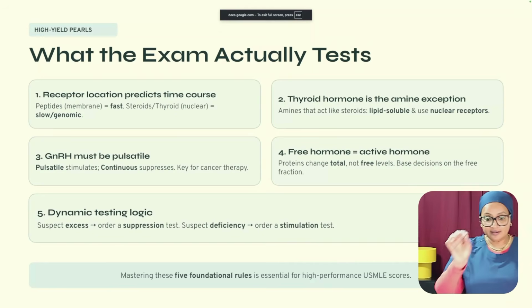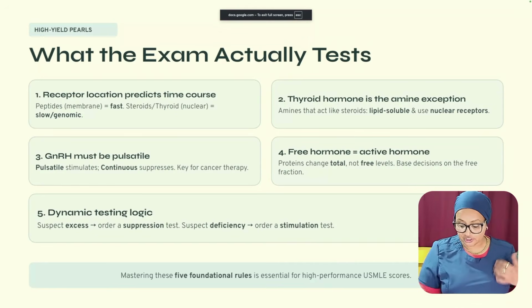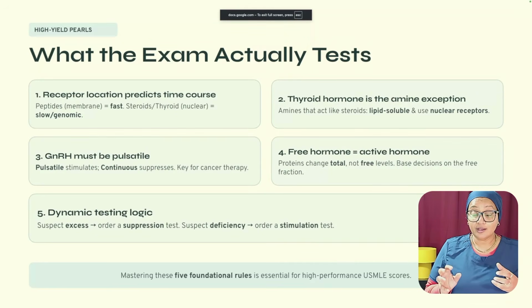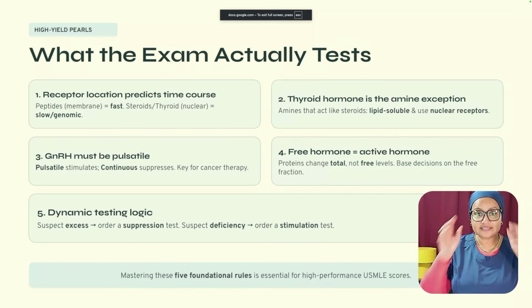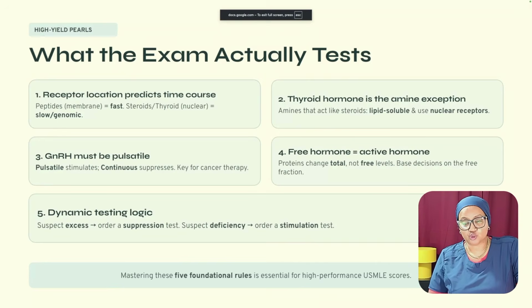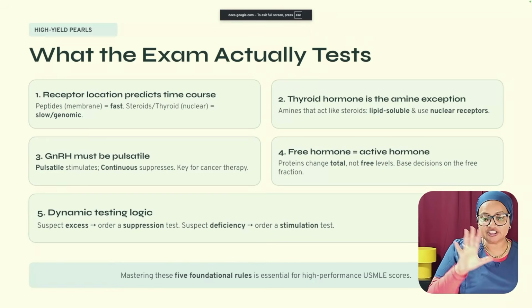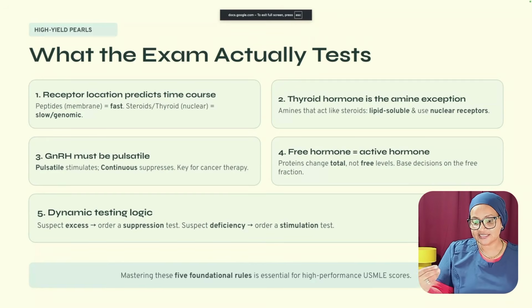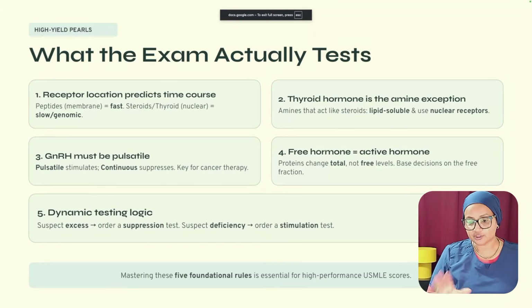Now, the other pearl or other information that needs to be known for the exams is the production of GnRH. GnRH, which is gonadotropin releasing hormone, by the hypothalamus, acting on the pituitary gland, is secreted in pulses, not continuous. It's in pulses. And this pulsatile secretion is important for exerting its stimulatory effect on the pituitary.